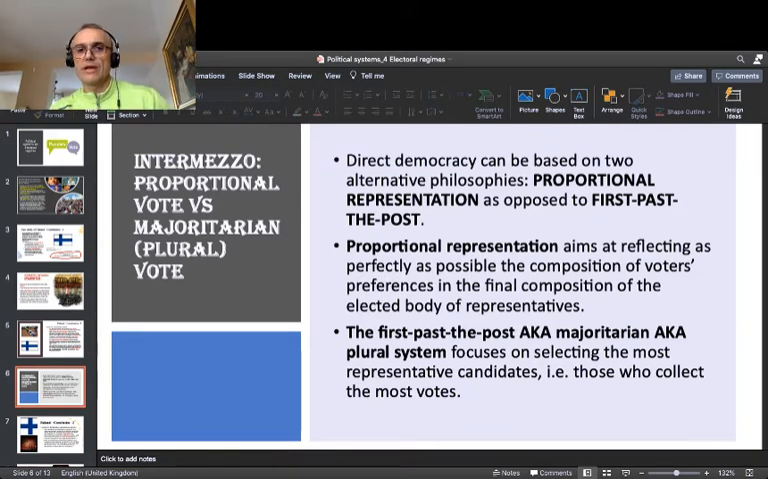So there is another system, the first past the post, majoritarian or plural. This one focuses on selecting the most representative candidates, so those who collect the most votes. In very brutal terms, it could be said that we don't want losers in the parliament.